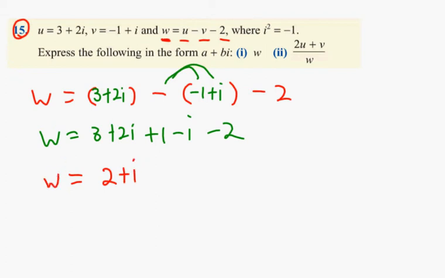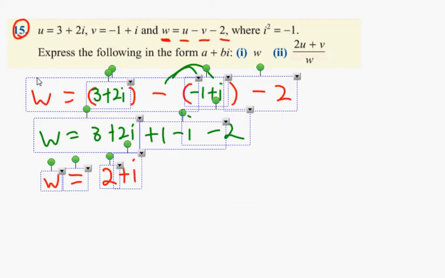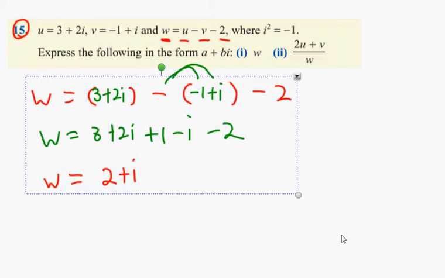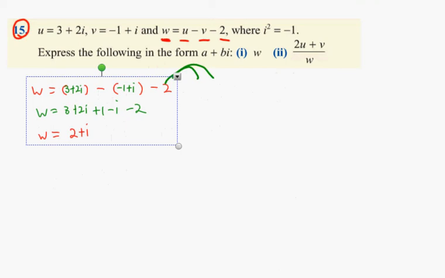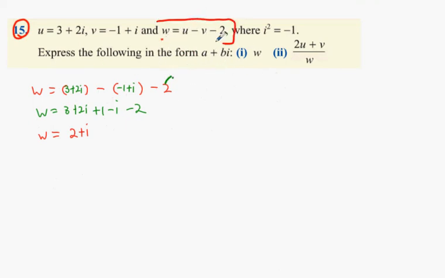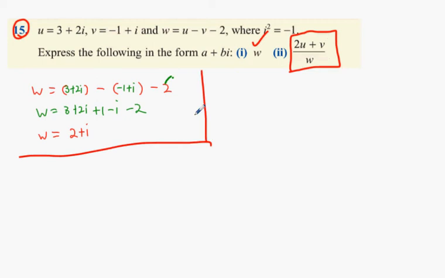Okay? Now, that's very specific to this question. It's not done all the time. This question gave us specific instructions on how to find out what w is. It told us exactly what we need to do. Now, in the next part, we found out what w is. The next part wants us to find out what 2u plus v over w is. So the whole point of the question is 2u plus v all over w.